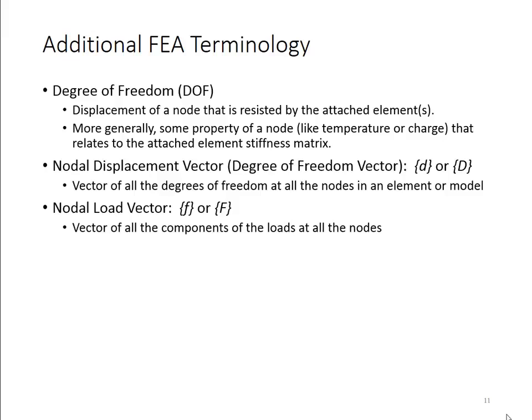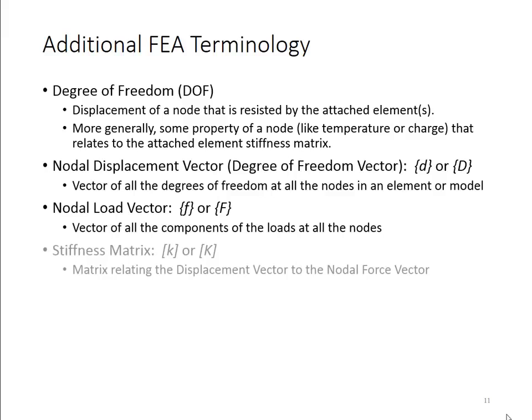Next, the nodal load vector. This corresponds to the displacement vector, and it's the vector of all of the components of the loads at all of the nodes. So if we look at a displacement vector and we have translation in x, y, and z at nodes 1, 2, and 3, then we would have a load vector that corresponds to that, which would be the force in direction x, y, and z, corresponding to nodes 1, 2, and 3.